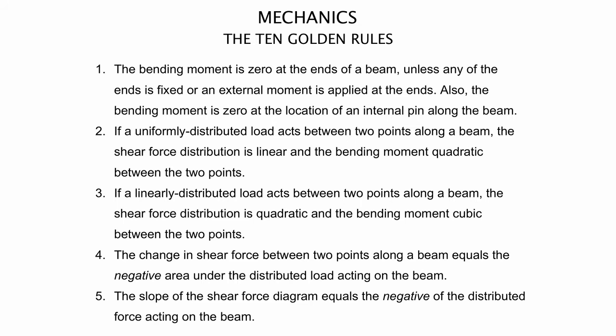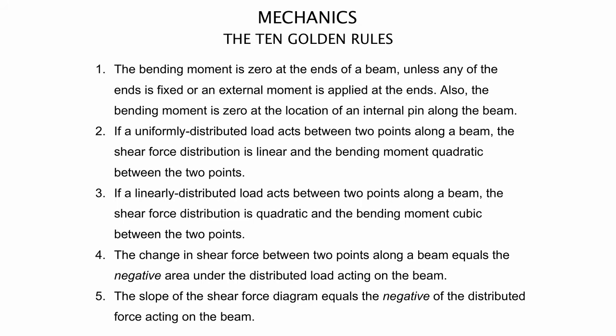which says that the bending moment is zero at the ends of the beam, as long as the beam is either free or supported by a pin or a roller, or anything that allows rotation at the ends of the beam. If either end is fixed, or if there's an external moment applied to that end, then that moment there will not be zero anymore. Also, if you have a hinged beam, the moment will be zero at the location of that hinge, because the hinge allows rotation freely, so the moment must be zero.